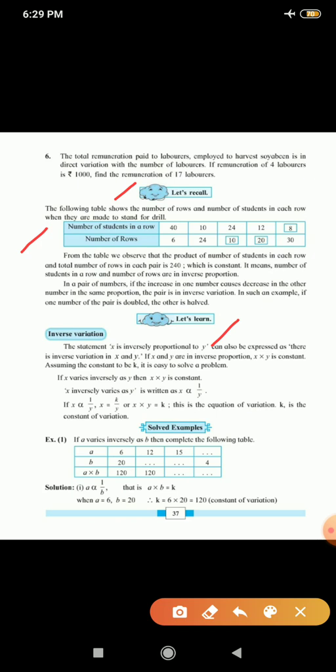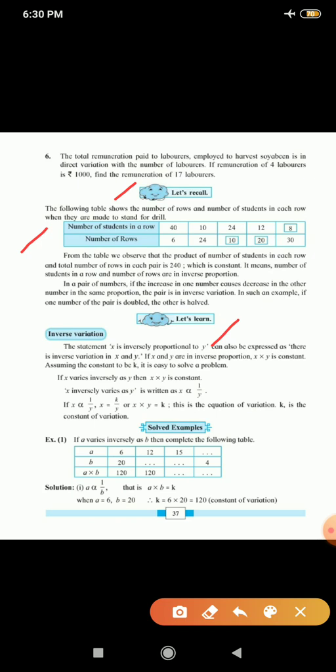The statement x is inversely proportional to y can also be expressed as there is inverse variation in x and y. If x and y are in inverse proportion, x into y is constant. Assuming the constant to be k, it is easy to solve a problem. If x varies inversely as y, then x into y is constant. X inversely varies as y is written as x is inversely proportional to, or varies as, 1 upon y.